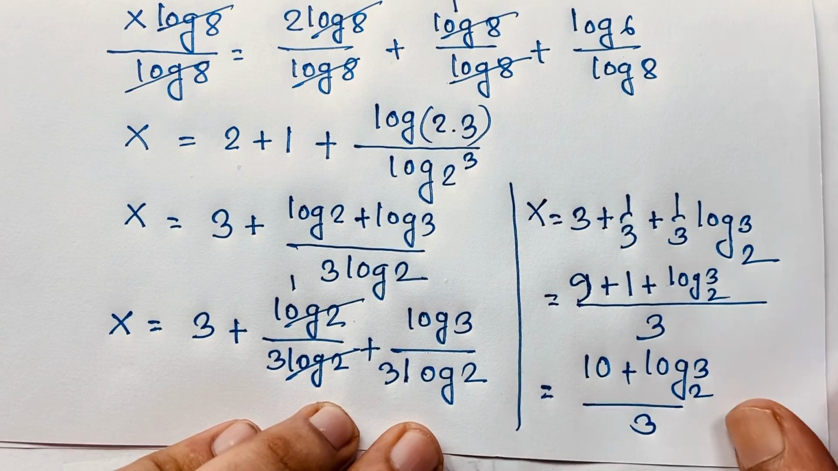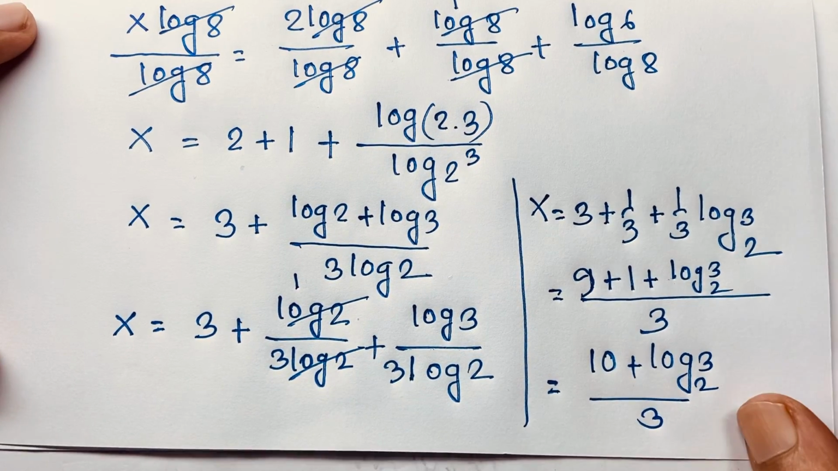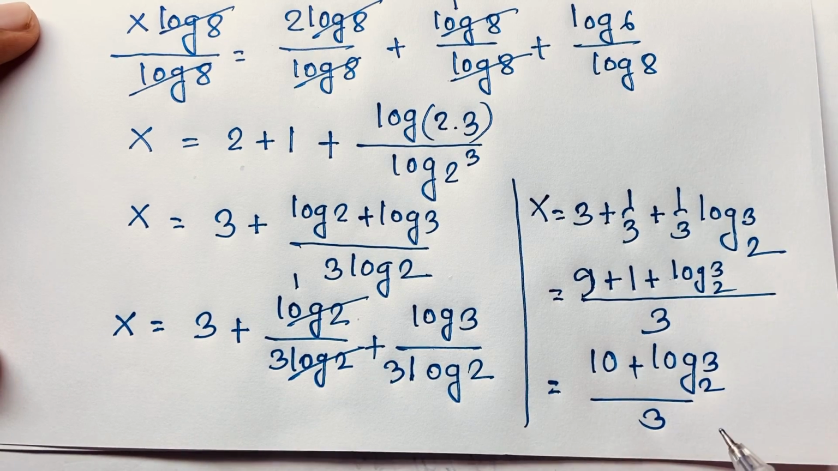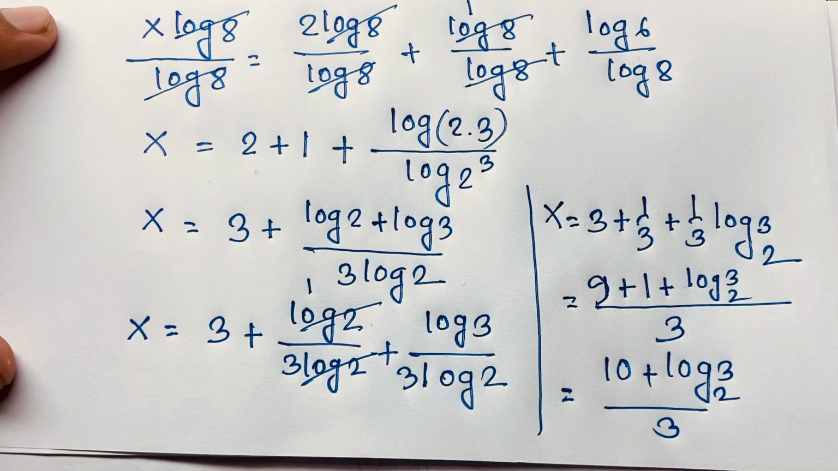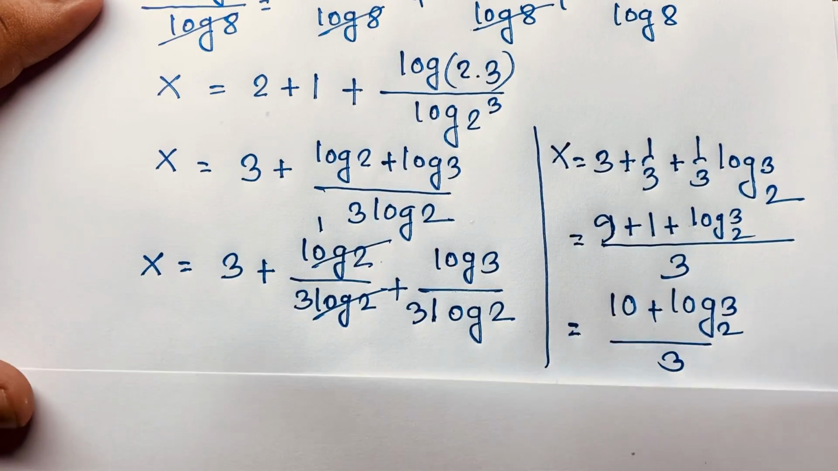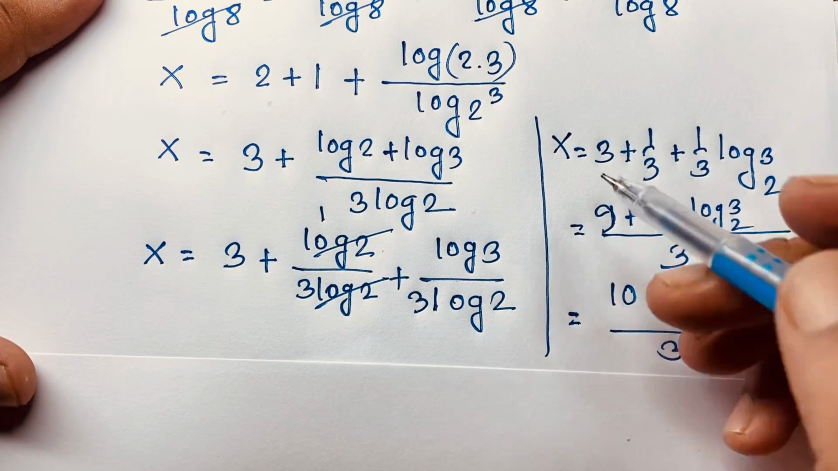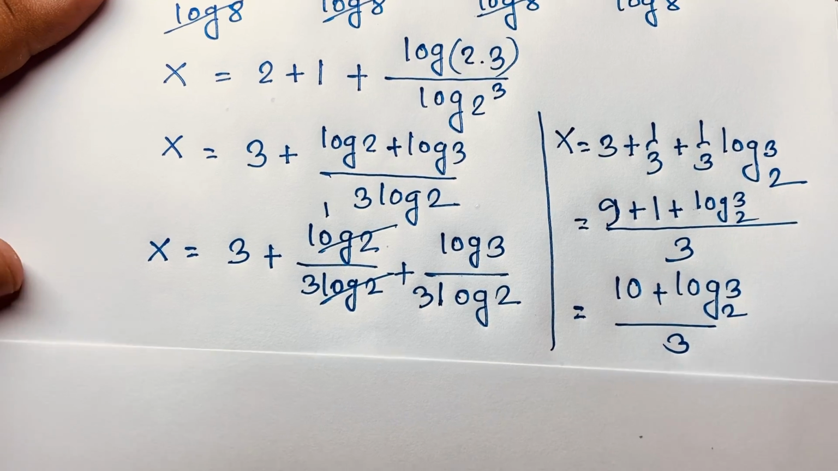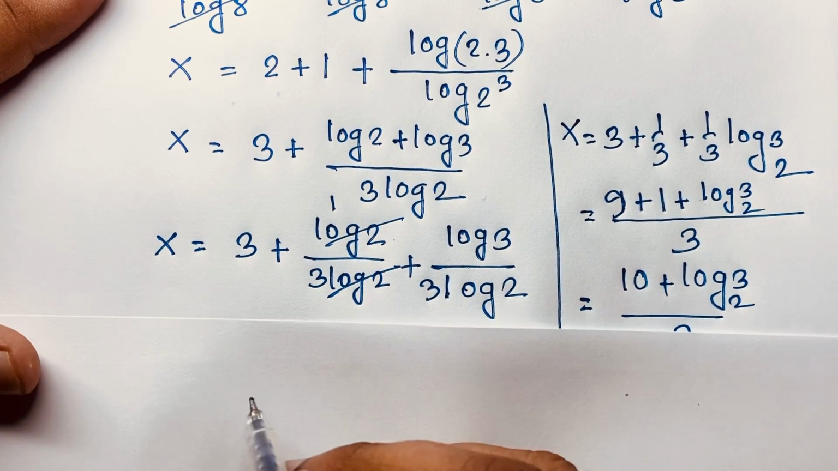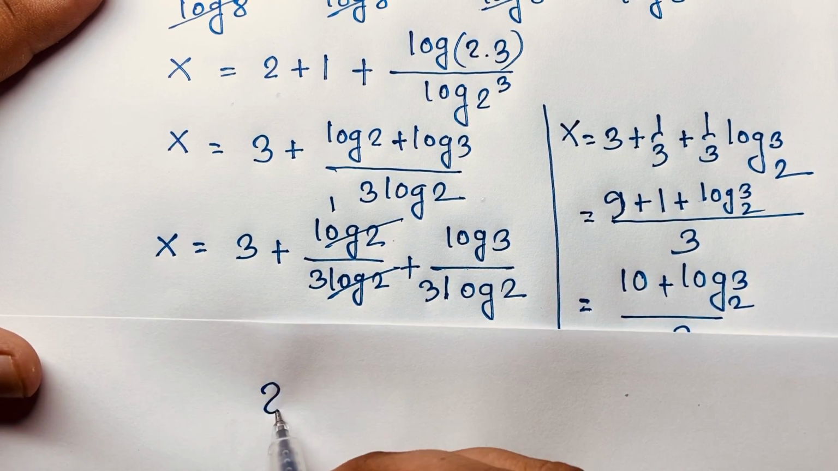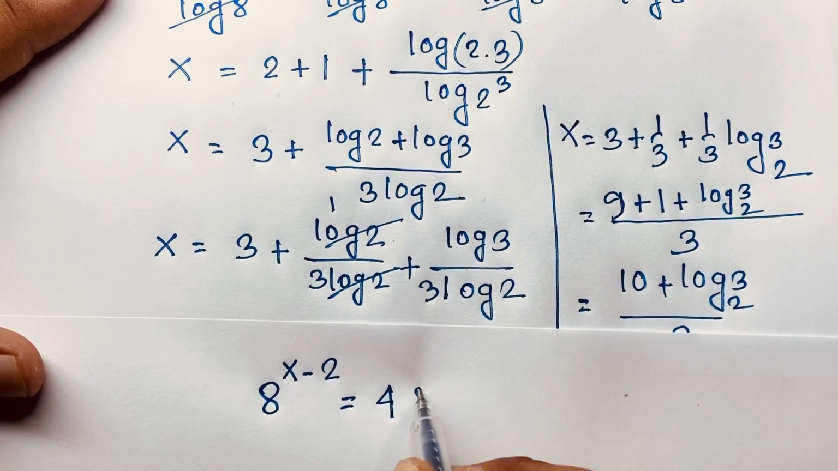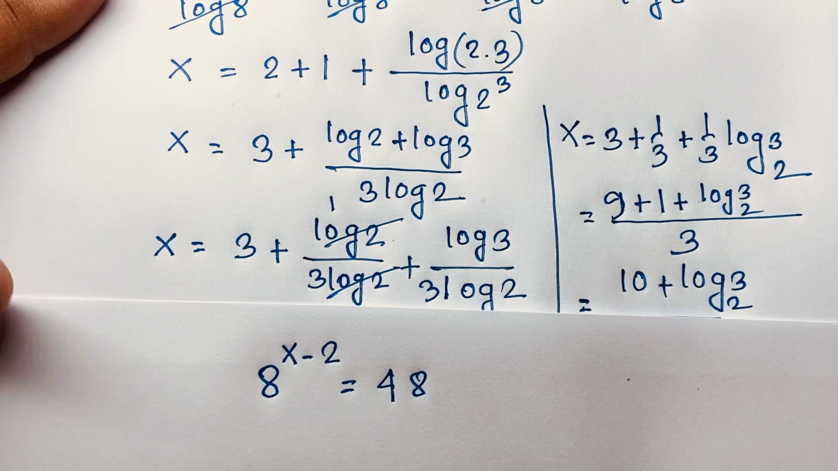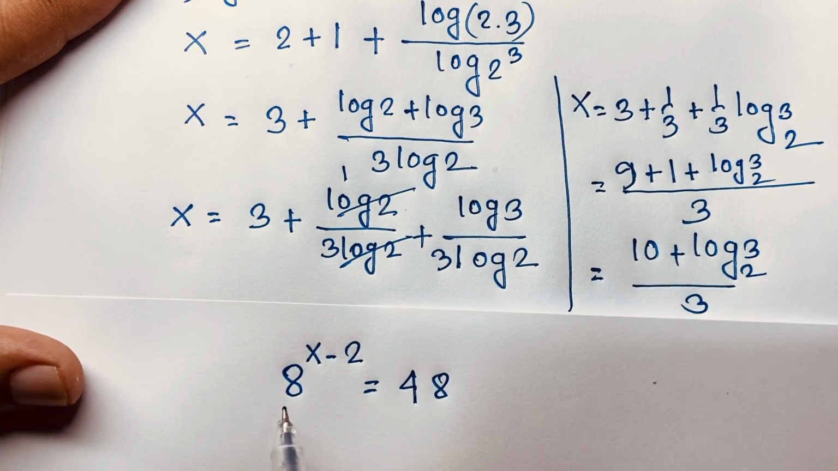This is the value of x in this exponential math Olympiad question. It is an interesting solution. It is interesting math for competitive exams. Now we have found x is equal to this. Now let's verify our question. It will be 8 to the power x minus 2 is equal to 48. This is our question.